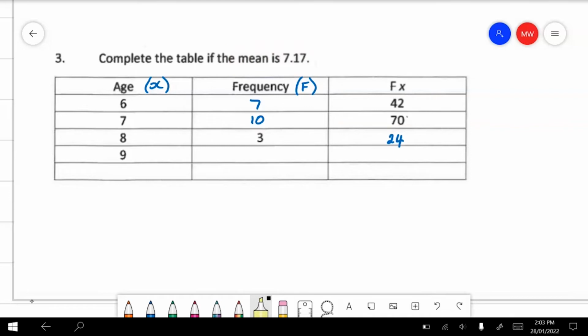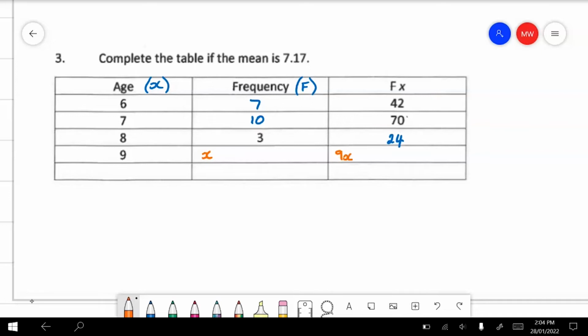And I'll turn to algebra here to work this out. So I'm going to assign the frequency column a value of x, and that means that if I have a look over at the fx column, this will be 9 times x, so 9x.